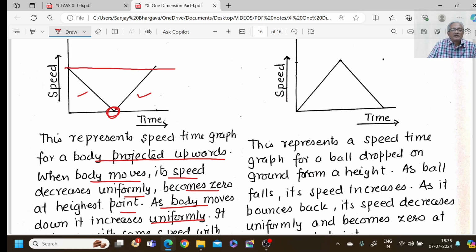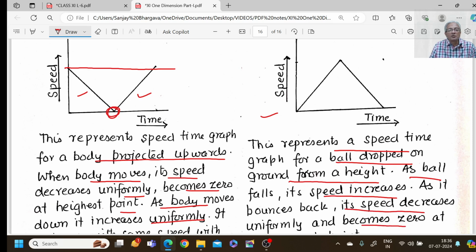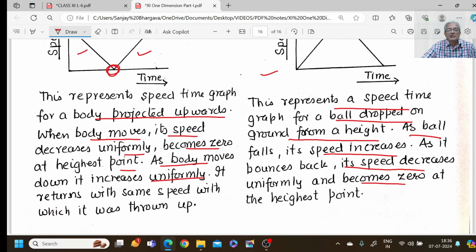Now what does this graph show? It represents a speed time graph for a ball dropped on ground from some height h. As the ball falls, its speed increases. As it bounces back, its speed decreases uniformly and becomes zero at the highest point. So these are the two types of motion, one in which the body was projected upward and another a body was dropped from a height h.